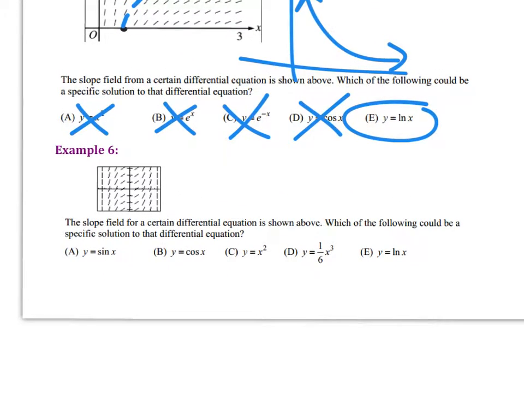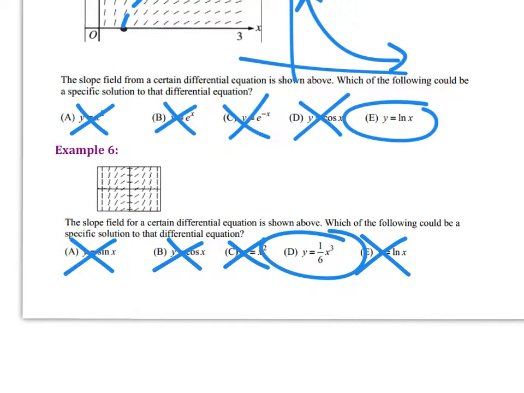The slope field for a certain differential equation is shown above. Which of the following could be a specific solution to that differential equation? To me, it looks almost asymptotic here. You can see these look almost like asymptotes, but they're not, because none of these functions have asymptotes on both symmetric sides of the x or y-axis. So I'm going to take sine and cosine out, because they would begin to cycle. X squared is out, because it would behave this way on the left side. Natural log of x is out, because it doesn't exist to the left of 0. So that only leaves this. And that makes sense, because a cubic function looks like this, so its slopes would behave that way.